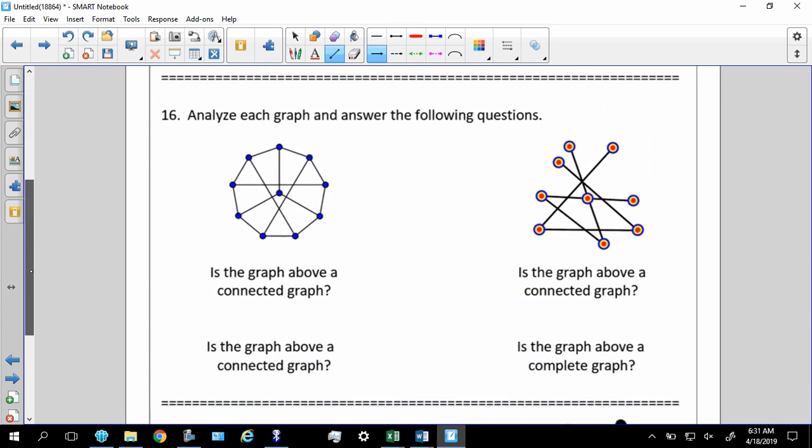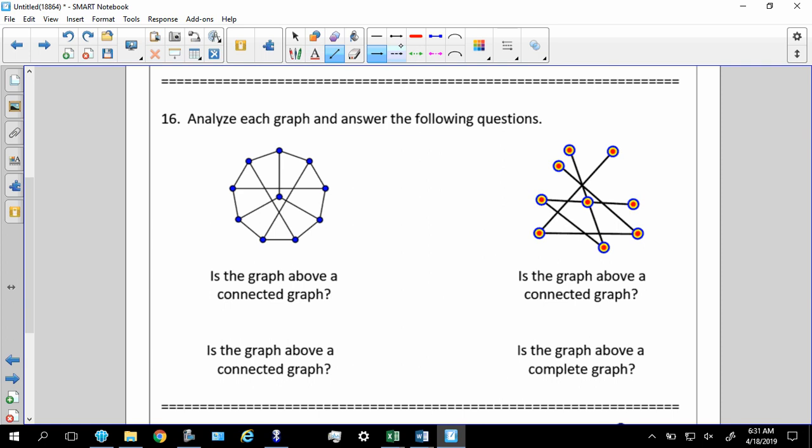All right, analyze each graph. Is the graph above a connected graph? Yes, it's a connected graph. I think this is supposed to be complete. All right, something's supposed to be complete. With this right here, and then I guess hopefully my one and only typo, complete.